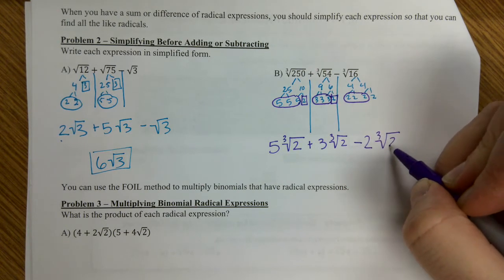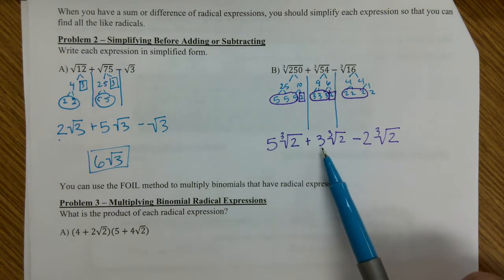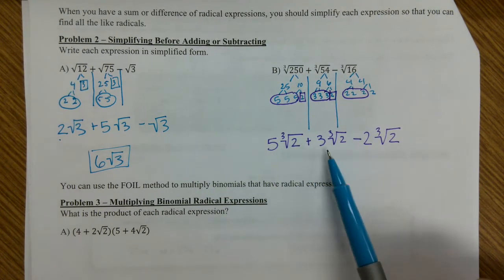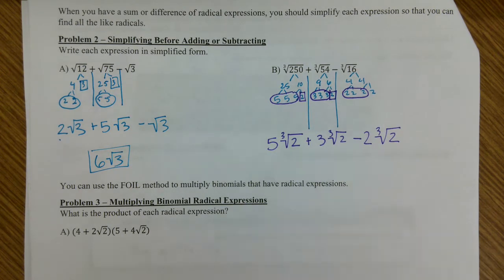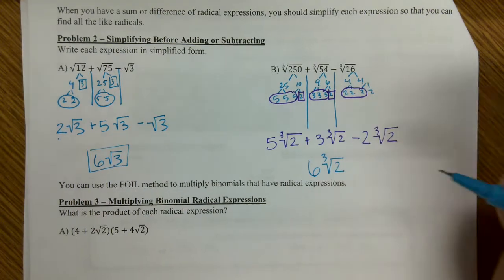Cubic root of 2. So now they're all the exact same. So now since they're all the exact same, I can do 5 plus 3. So it's only the number in front. 5 plus 3 is 8. 8 minus 2 would give me 6. This cubic root of 2 does not change.